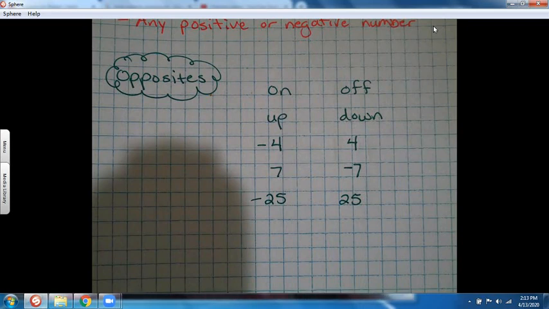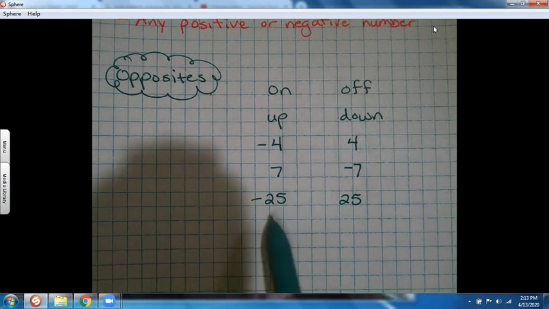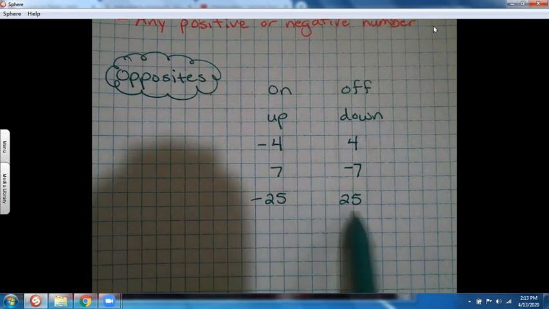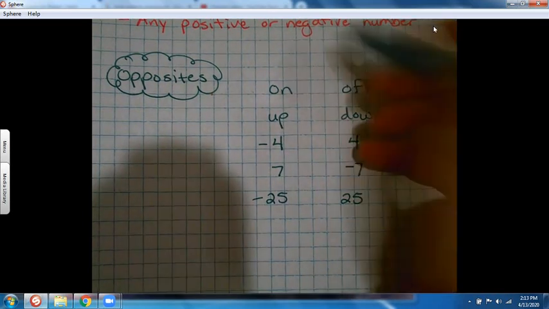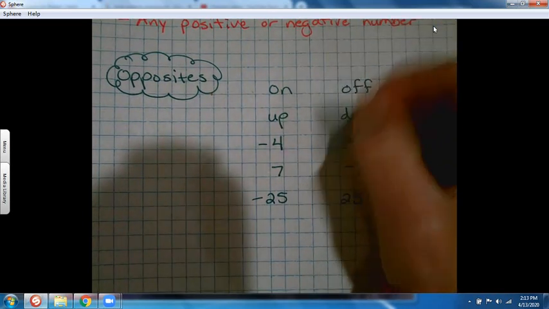Okay, so that's what an opposite is. Very simple. It's how far it is on the other side of 0. So imagine if you have 0 all the way down here.